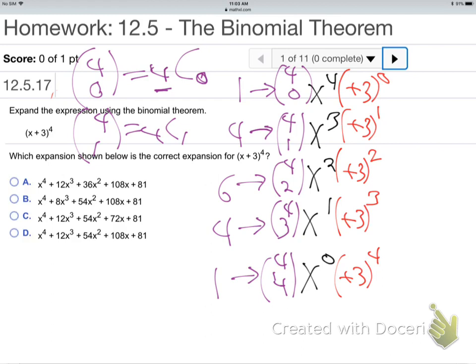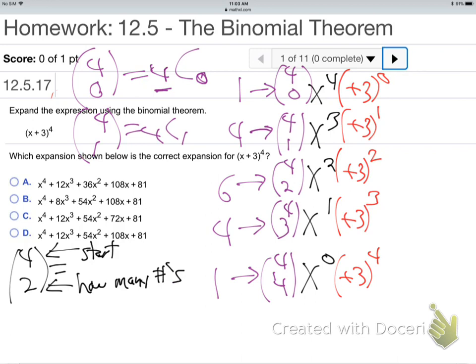Let me do the 4s too, it'll make more sense. The first number is what you start with. The second number is how many numbers. So you start with 4, do 2 numbers. So this is by hand. Start with 4, do 2 numbers.